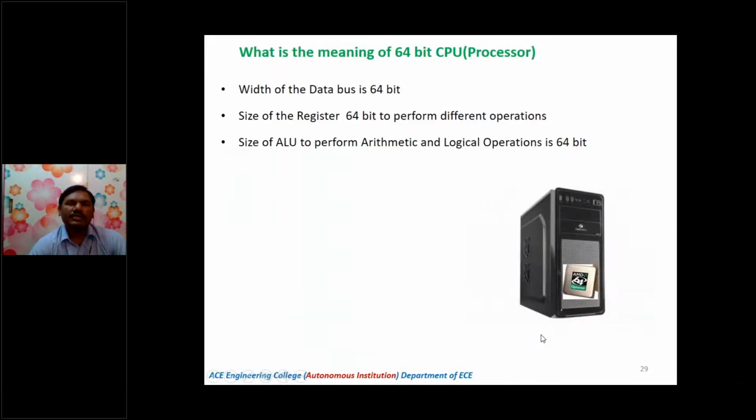So what is the meaning of a 64-bit microprocessor, or 32-bit, or 16-bit microprocessor? As we have seen in the system bus in the previous slides, the width of the data bus must be 64-bit, and the size of the register set must be 64-bit, and the size of the ALU to perform arithmetic and logical operations. This is the main unit in a microprocessor to perform the various operations, and its size also must be 64-bit.